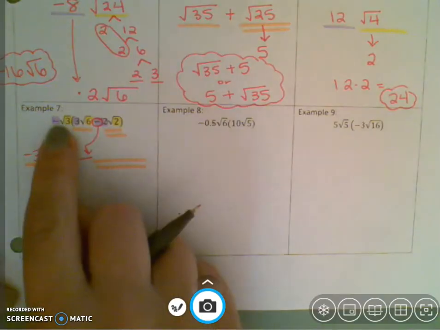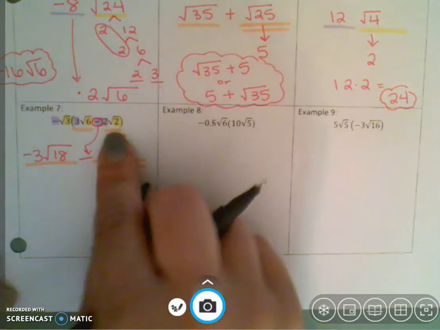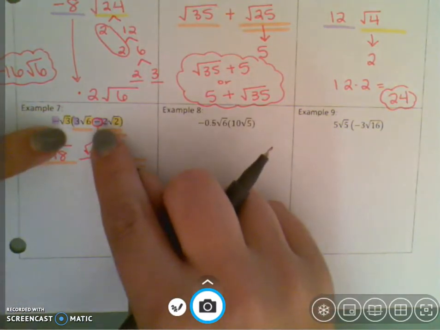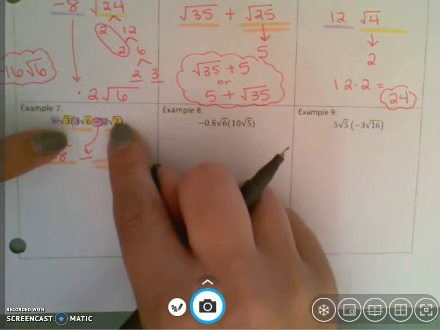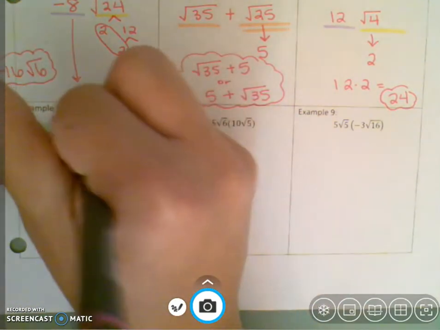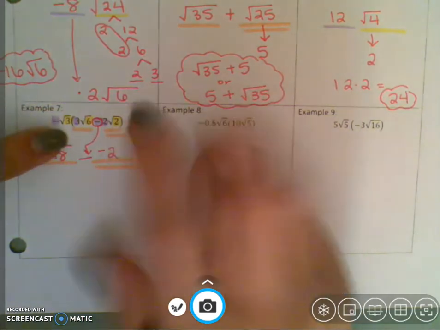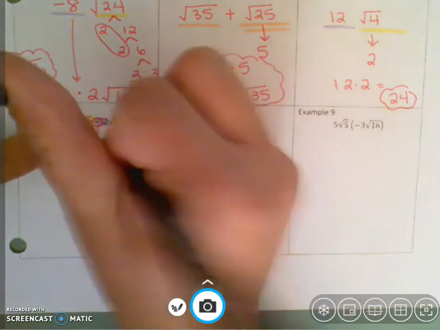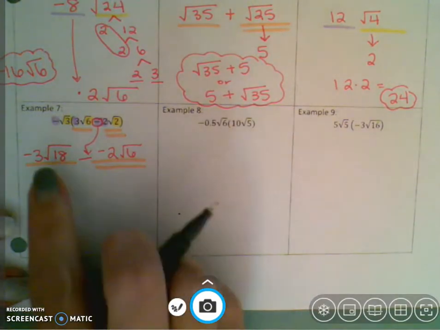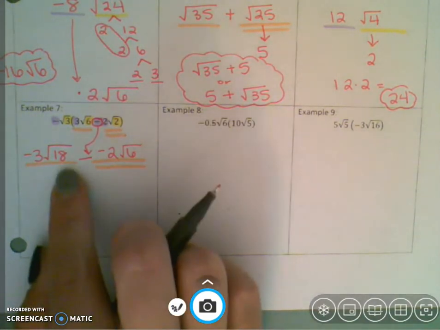Now we have to take this one out here and go to the next one. So negative times just 2, remember, we're ignoring the sign in between. Negative times 2 is a negative 2. Inside times inside is a 6. So now we have some simplifying to do.